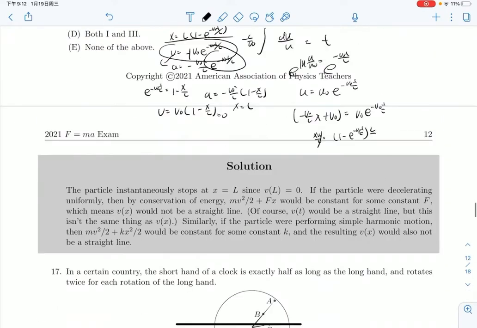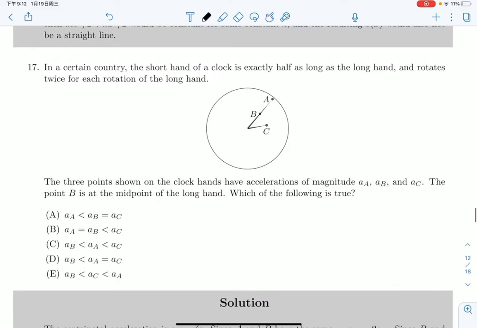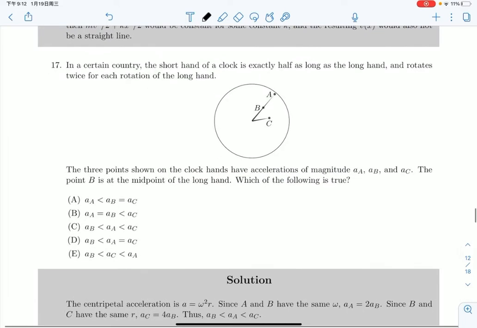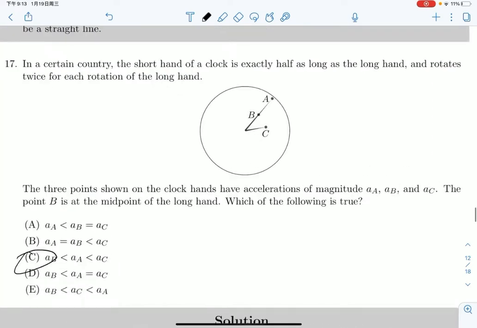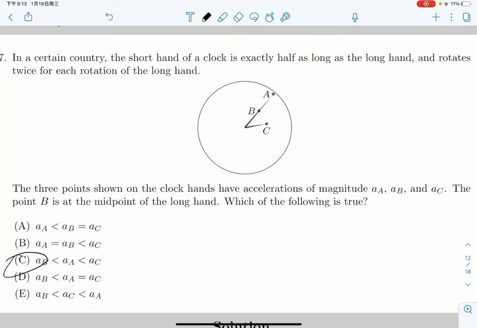And 17 is also easy. There's not much to explain, so the answer is C. You can see that a is equal to omega squared R. So the answer is C.